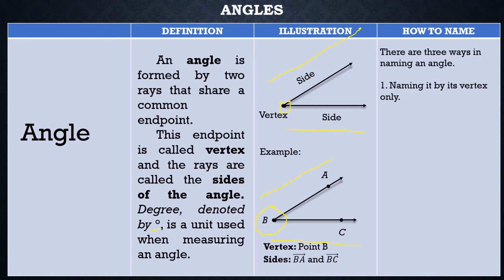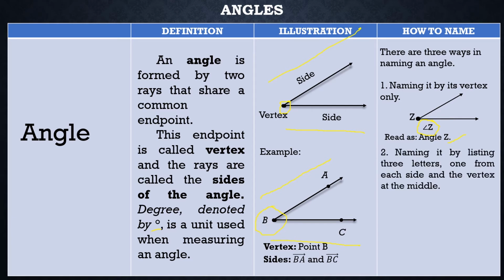Now, how can we name an angle? So, we can use three ways in naming an angle. First, we can name it using its vertex. So, if we have this angle, we can name this one as angle Z. So ito na yung symbol na pagkakasulat ng name niya. And it will be read as angle Z.